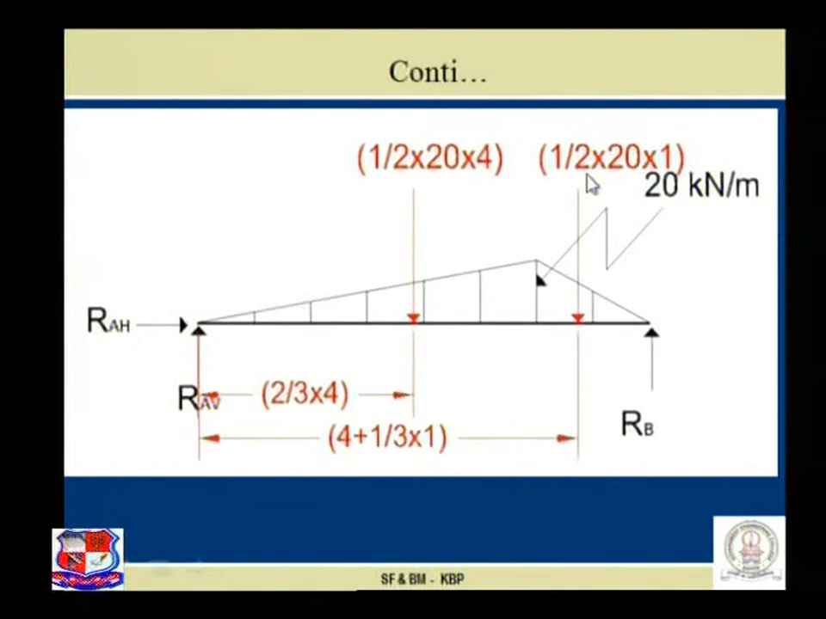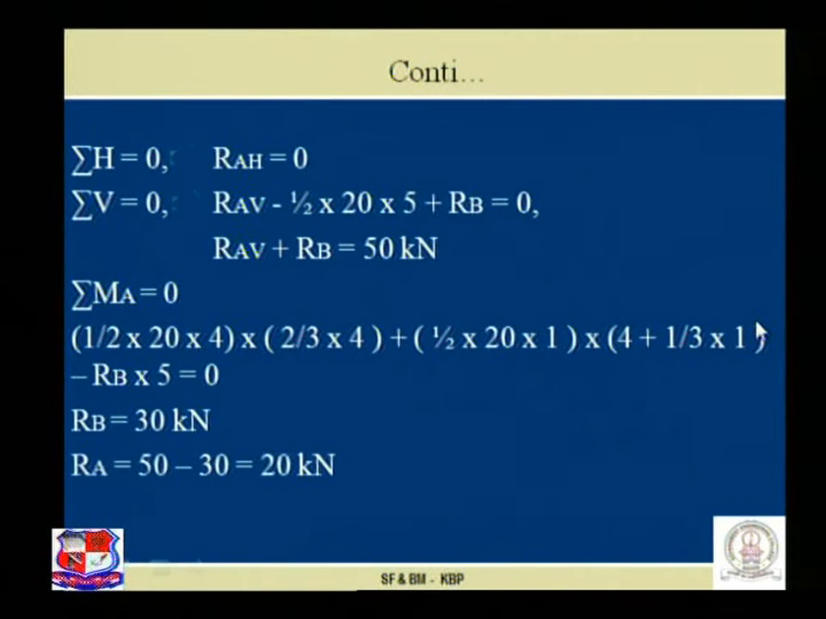Another force plus, because this also creates a clockwise moment: half into 20 into 1 into bracket 4 plus 1/3 into 1. This creates a clockwise moment, hence plus sign, while RB creates an anti-clockwise moment at A, hence minus sign: RB into 5 is equal to 0. See this equation, the same equation that has been spoken, equated with 0. By simplifying this, we achieve RB is equal to 30 kilonewton.